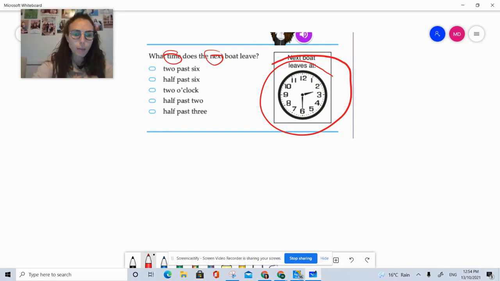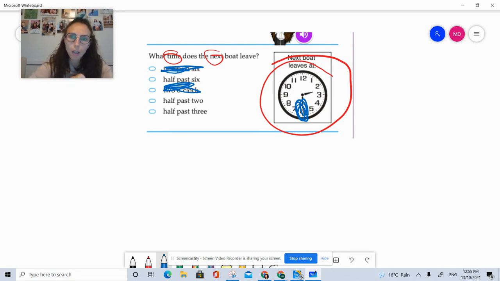Then I'm going to organize my information. Now I know that when the minute hand is at the 6, that means half past something. So I'm going to cross out, this is organizing, all of the answer options that don't have half, because I know they're definitely wrong as this says half past something. So I'm going to take out 2:06 and 2 o'clock. So it's either going to be 6:30, 2:30, or 3:30.